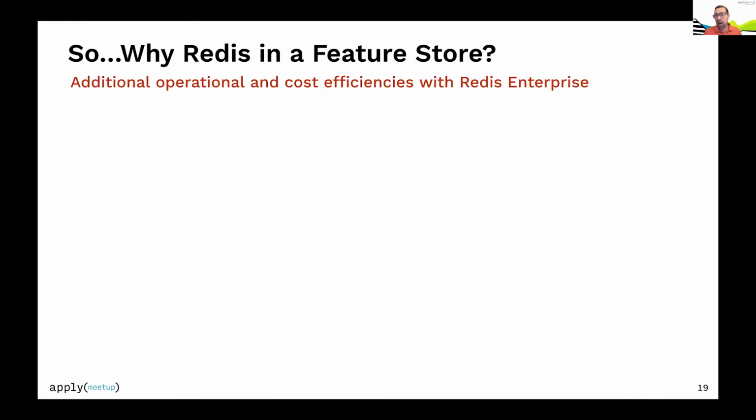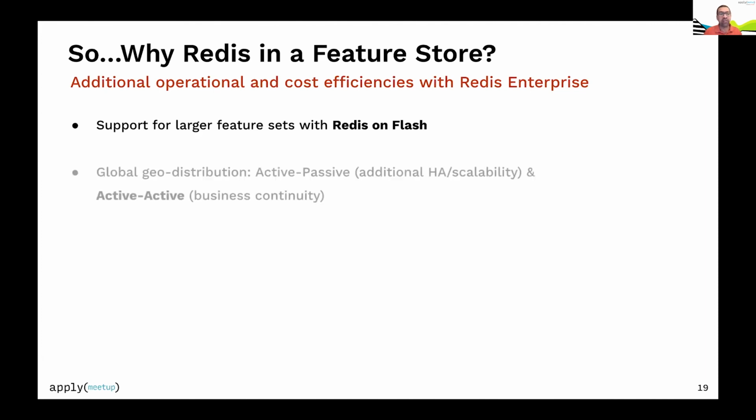In addition, with our commercial offering, there are a number of additional considerations and features that could be part of your decision making. So we support Redis on Flash. This allows you to offload some of those feature data into Flash as opposed to just keeping them in memory. And for the right use case, you could strike a good balance of meeting your low latency and throughput requirements and storing increasingly larger feature sets.